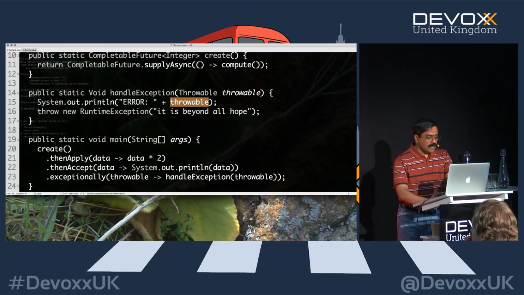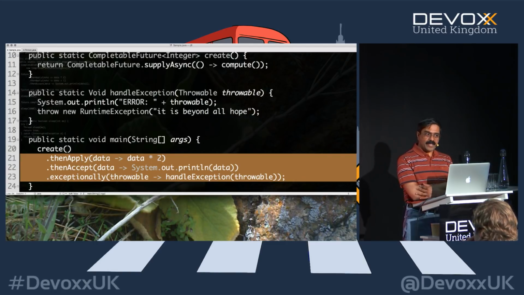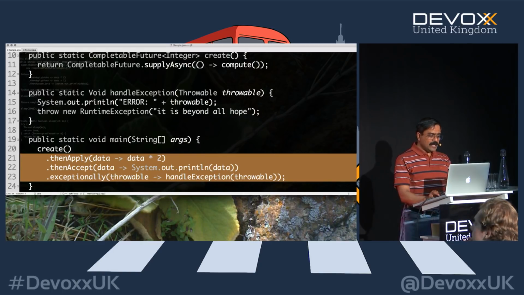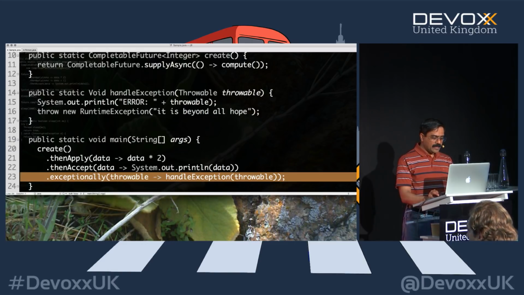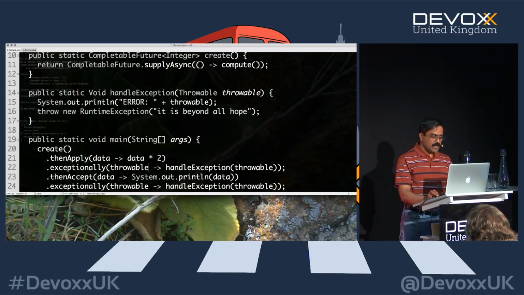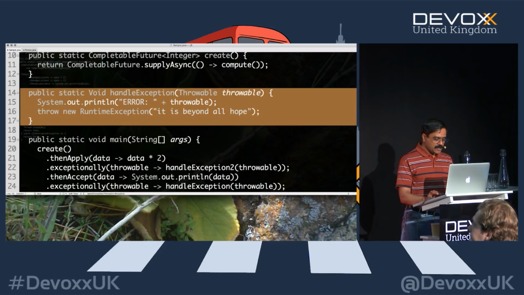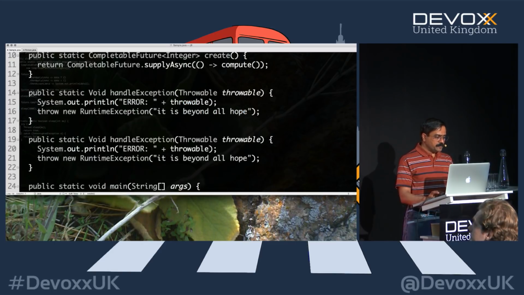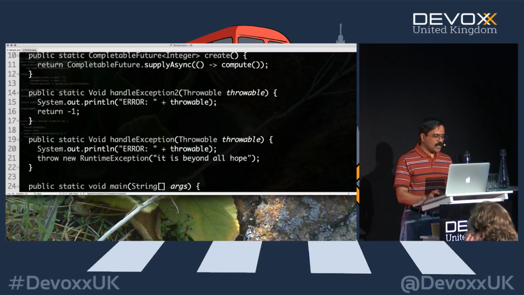So what's going on? Like I mentioned earlier, it finds the nearest exceptionally block to go to. But you can also recover from these kinds of exceptions as well. So let's give this a try again. Let's say in here, I am going to provide an exceptionally right here. And in this case, we will say handle exception 2. So what does handle exception 2 do for us? Now, in the handle exception 2, I print out the error, but I return a -1 for whatever reason.